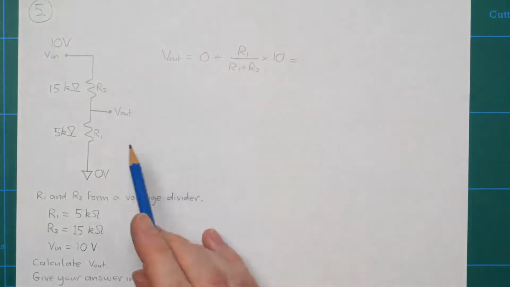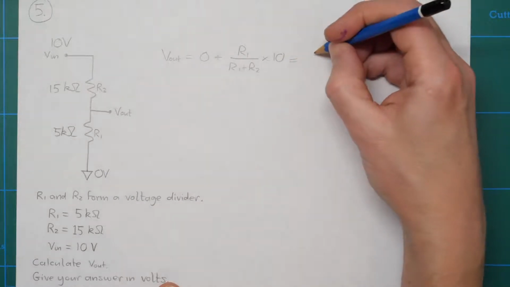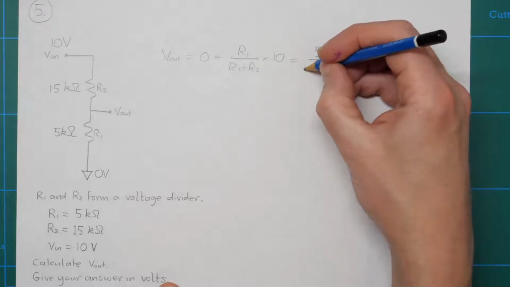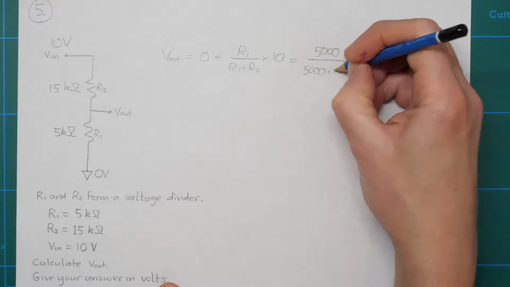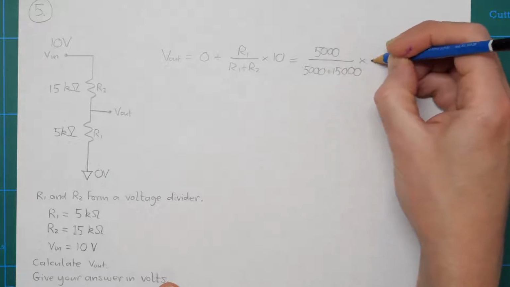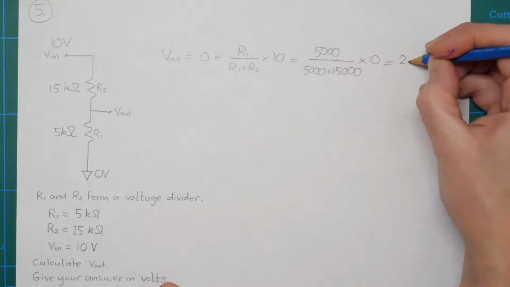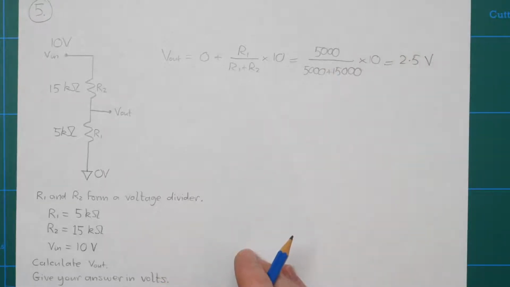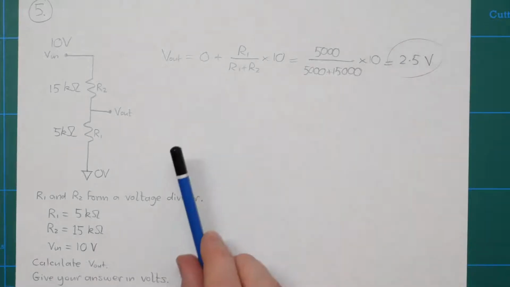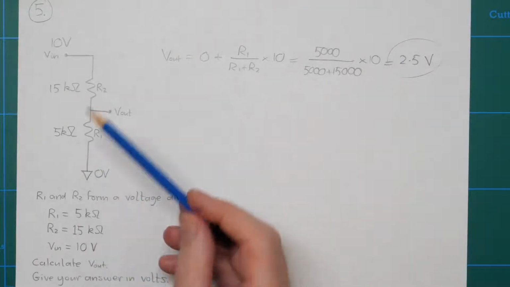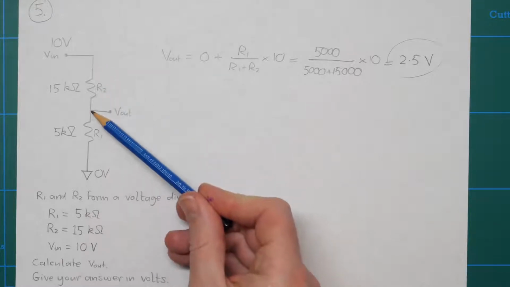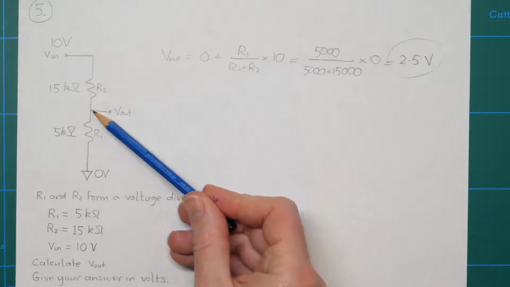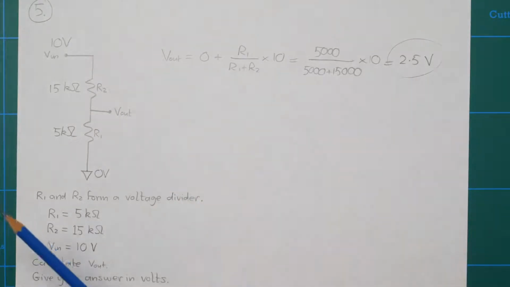And that is basically just 5,000 over 5,000 plus 15,000 multiplied by 10, which is 2.5. In this case, that's 2.5 volts. And that is our answer. You could go at it the other way as well and look at the voltage drop from here down to here. You could climb down 7.5 volts from 10 volts and that will give you the same thing. You'd still come out with 2.5 volts here.